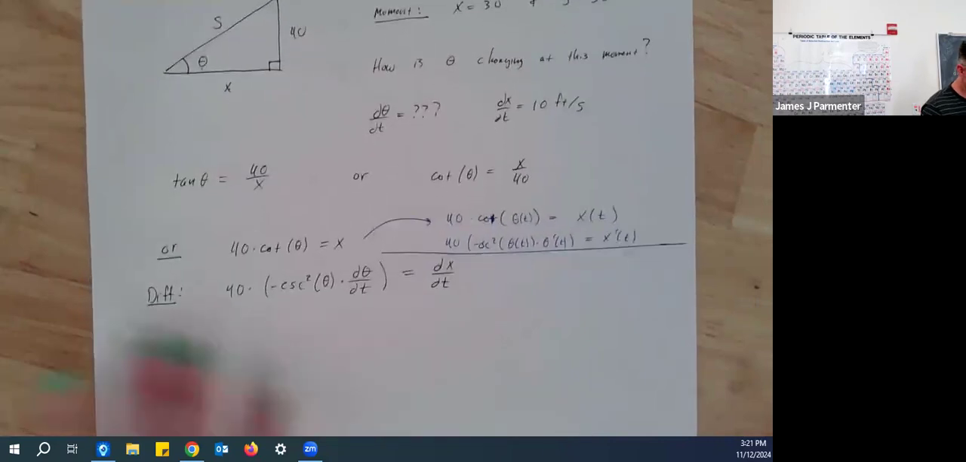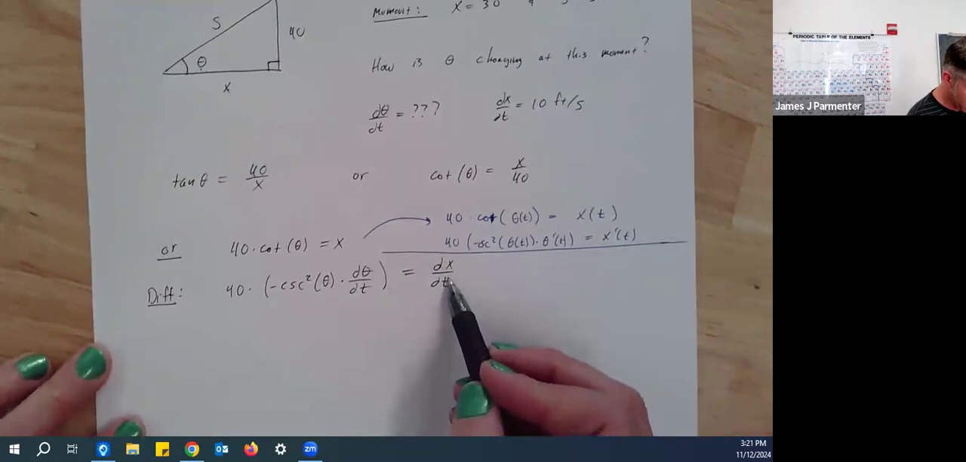All right, we did the thing. We took the derivative, and now we're going to plug in what we know. So we know that dx dt is 10.